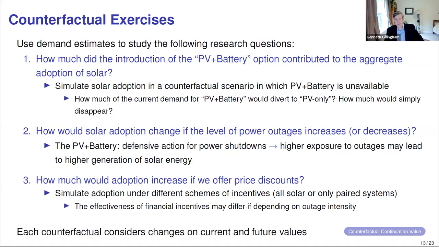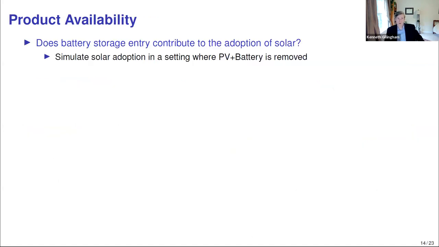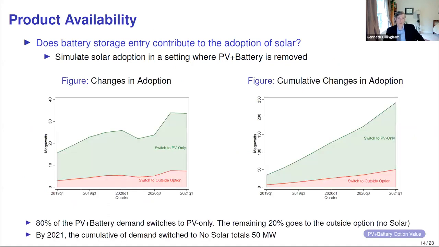So we simulate adoption under different schemes of price incentives. First one: does battery storage entry contribute to the adoption of solar? Here we're simulating solar adoption in a setting where PV and battery is removed. If PV and battery is removed, this left-hand side says how adoption of solar would change. What we look at is how many people would have adopted PV only anyway, and how many would switch to what's called the outside option, basically not adopting anything.